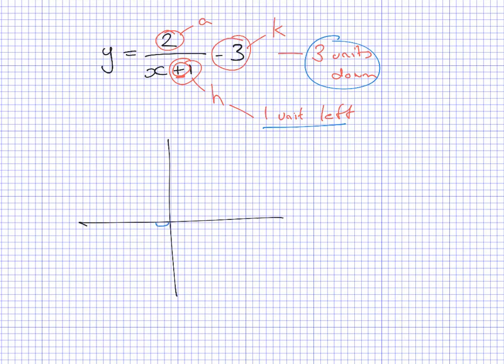So 1 unit left, I'll say is there. I draw in a dotted line to show the asymptote. All right, and I can label it as x equals minus 1. The vertical asymptote is that. The horizontal asymptote is 3 units down. So 1, 2, 3, and I can put in my dotted line there. All right, and I can label it. This should be y equals minus 3.